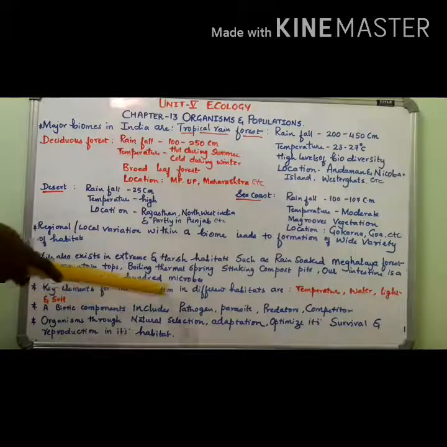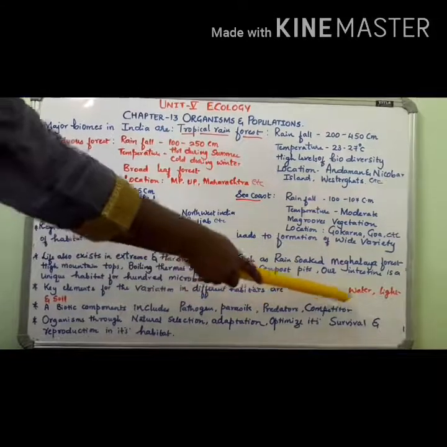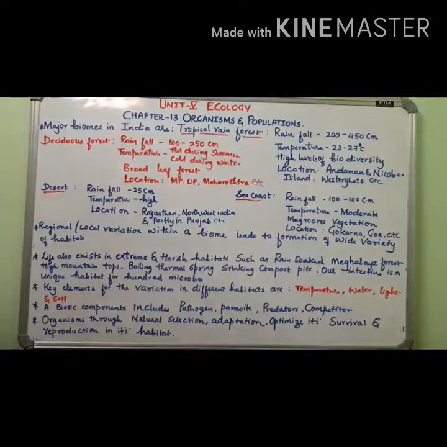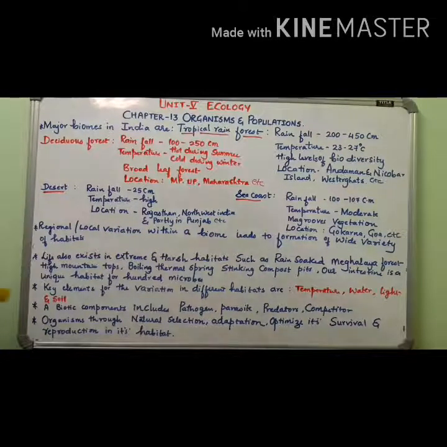Next, key elements for the variation in different habitats are temperature, water, light and soil. These are the key elements which bring variation in different habitats. The next is the biotic component, which includes pathogens. Pathogen means disease-causing organism; a parasite mainly depends on the host, a predator depends on prey, and a competitor depends on other species or the same group of species. So competition occurs among competitors also. Interspecific competition and intraspecific competition will be observed. This is also one of the interactions between the organism and its environment.